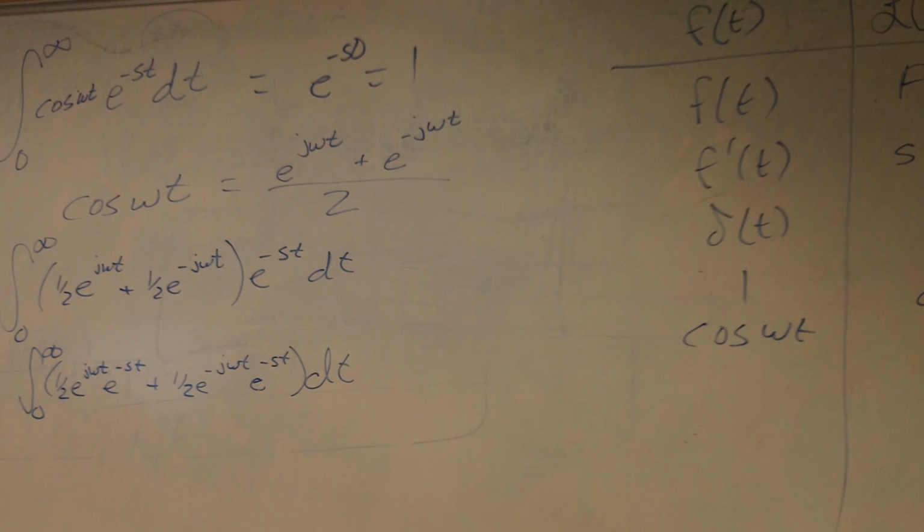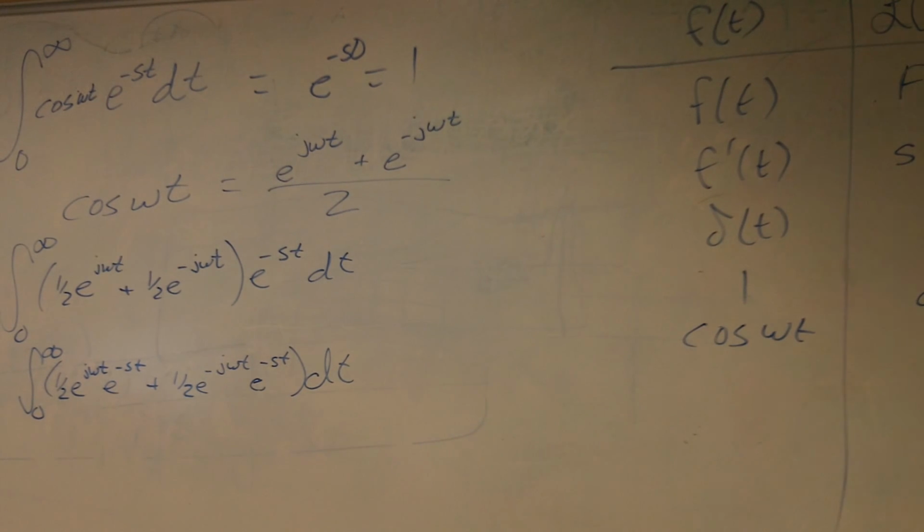Now at infinity, I've got e to the minus something to the infinity. So I'm at e to the minus infinity. That's just 0. Minus, put this in at 0, this whole thing becomes 0 on top, which means it's e to the 0 over 1. So what I get is minus this, 1 half, 1 over s plus j omega. That's the left one.